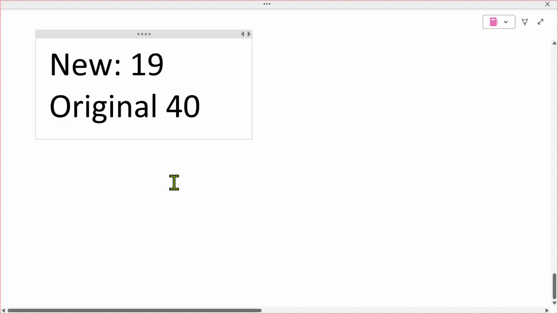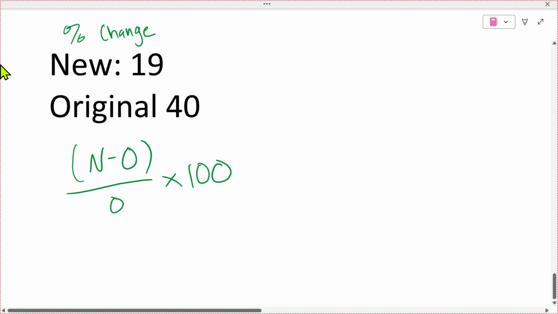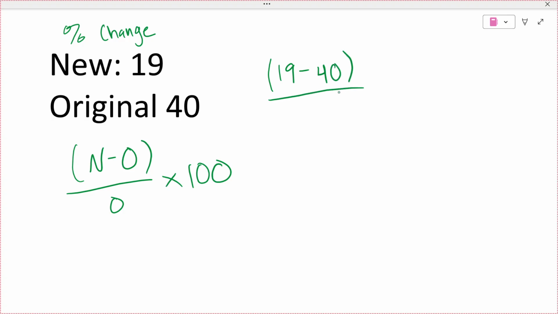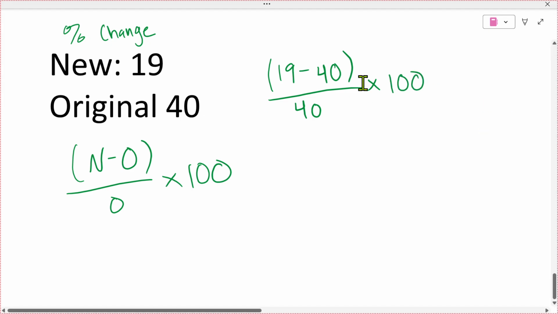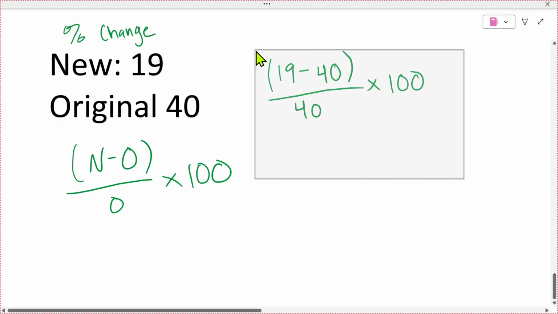Last and most recently, we talked about calculating percent change. We had a fairly straightforward formula for this. It was new minus original divided by original times 100. Again, I would like it if you put the parentheses around the new minus original. It makes it a little easier to type in our calculator. When you do these sorts of problems, I do want to see you write out what you're typing in your calculator. So I would want to see 19 minus 40 divided by 40 times 100, and then I would want you to type that in your calculator and give me the answer. But make sure you show me that work right here.